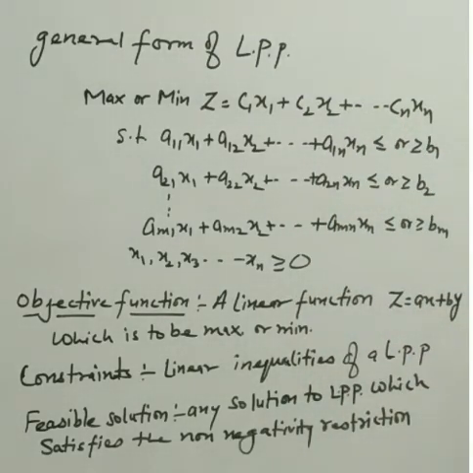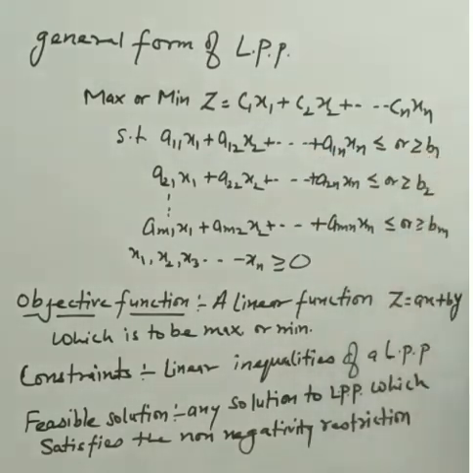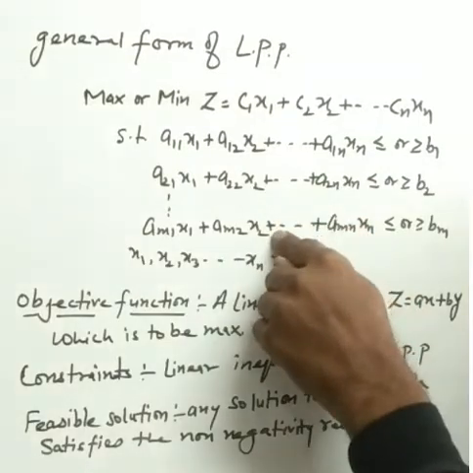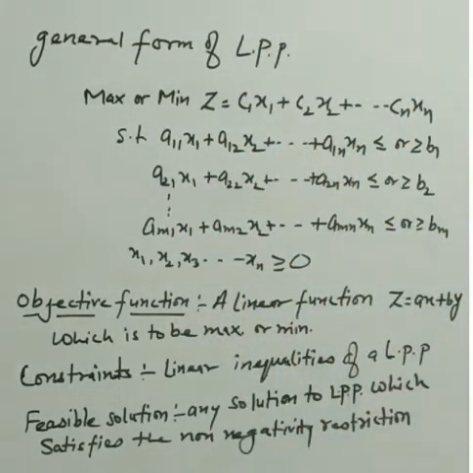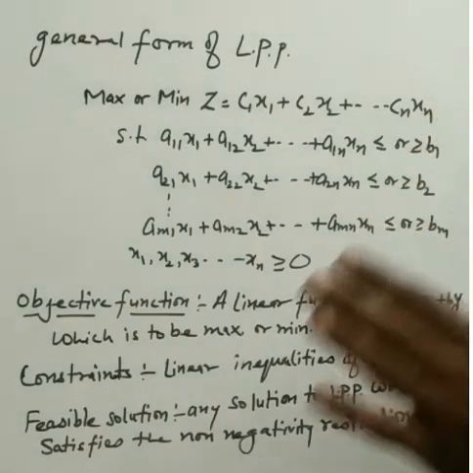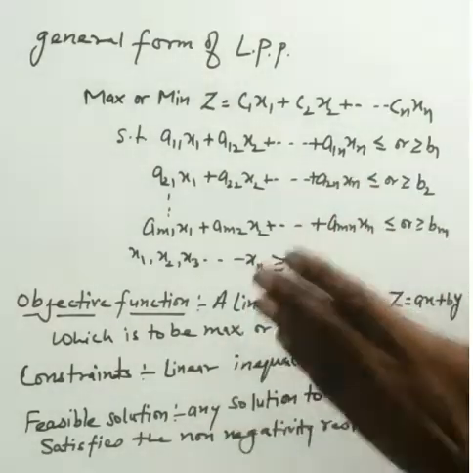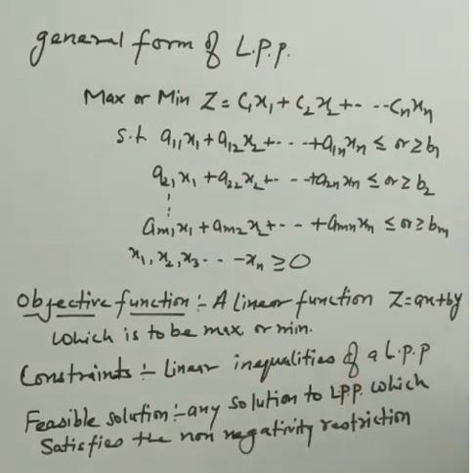Then we have constraints attached to it. The constraints are the linear inequalities of a linear programming problem. These are the set of conditions under which this z is to be minimized or maximized. So the constraints are the conditions under which the given objective function is to be maximized or minimized.